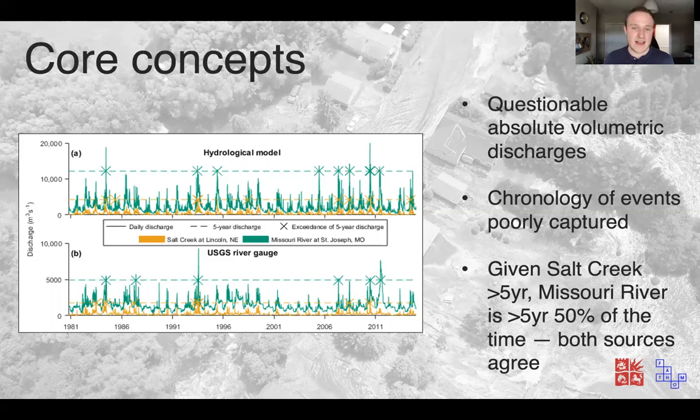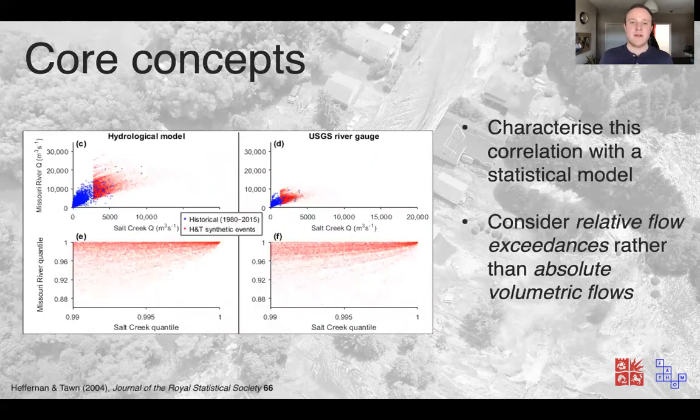However, if we count the number of times Salt Creek in orange exceeds the 5-year flow, and then count the number of times the Missouri in green exceeds its 5-year flow simultaneously, both the model and gauge agree the proportion is 50%. Given Salt Creek is extreme, there's a 50% chance the Missouri is also extreme. In spite of all the errors in the model, it arrives at the same conclusion as the gauges when examining correlation. We can input these data into a statistical model.